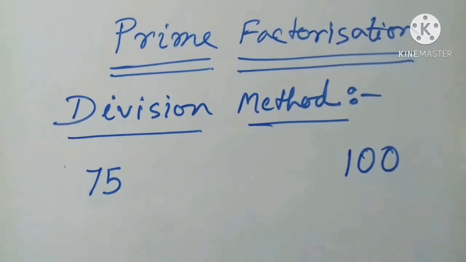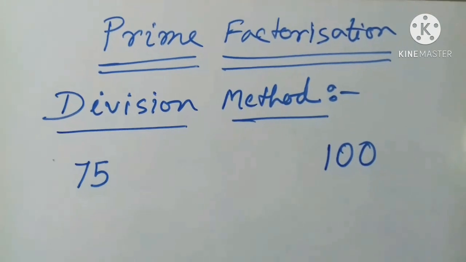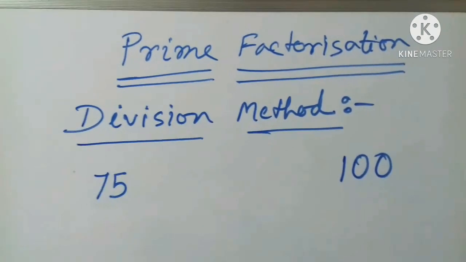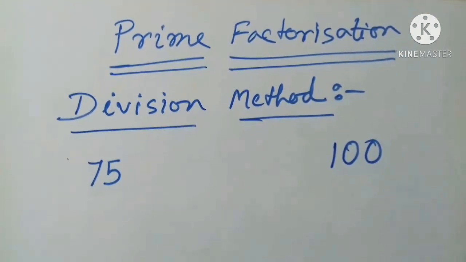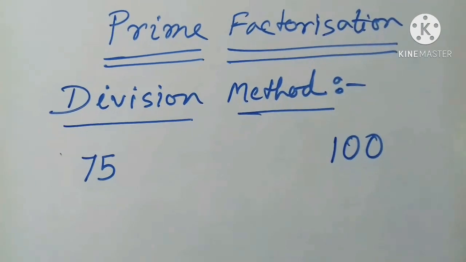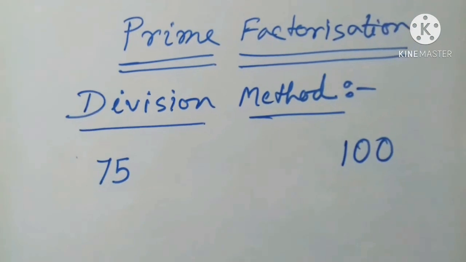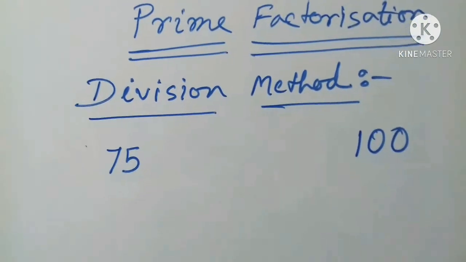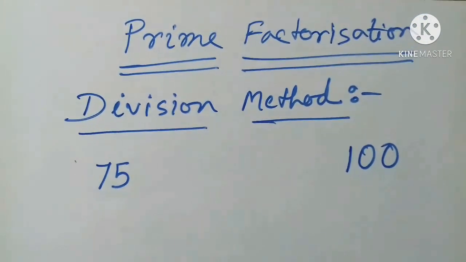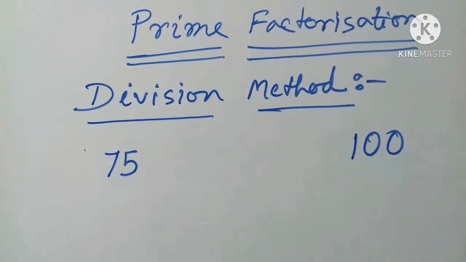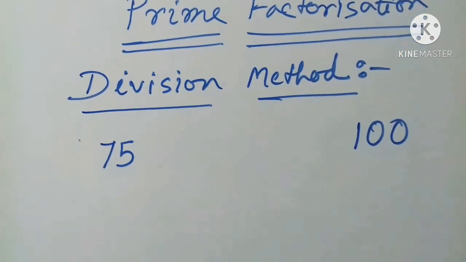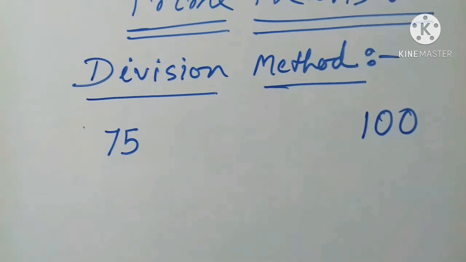Factorization of a number means calculating all the factors of a number, and prime factorization means we calculate only the prime factors of a number. Now you all know which are the prime numbers, and there are two processes to calculate the prime factors. The first one is the division method, the second one is the factor tree method. First I am going to discuss the division method.